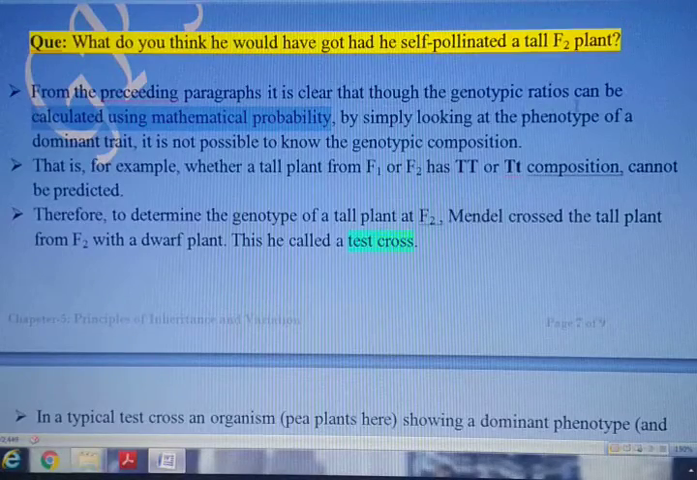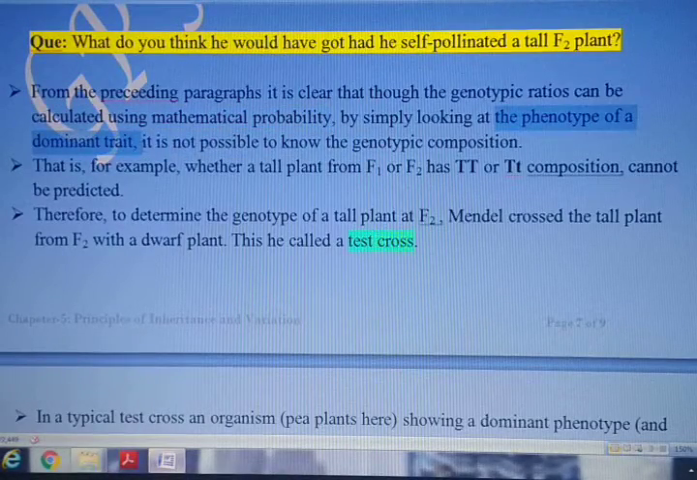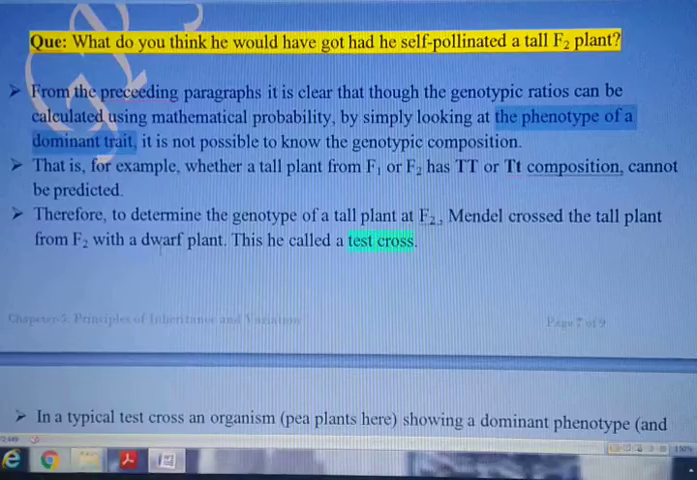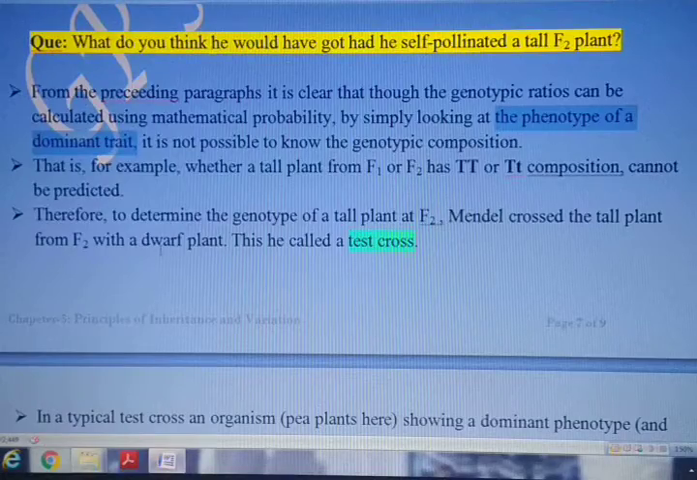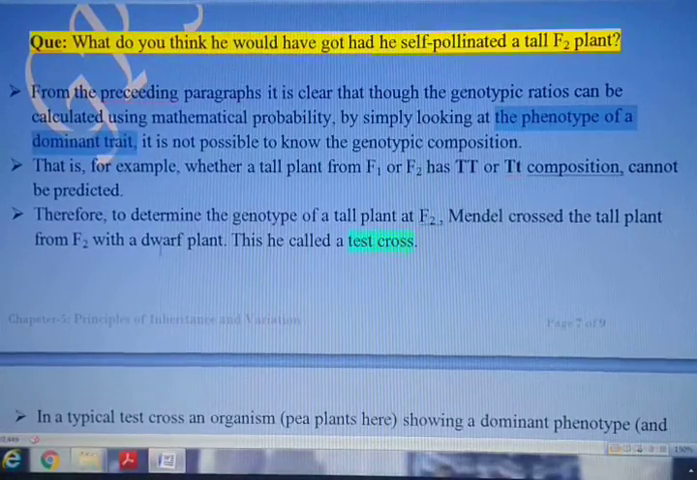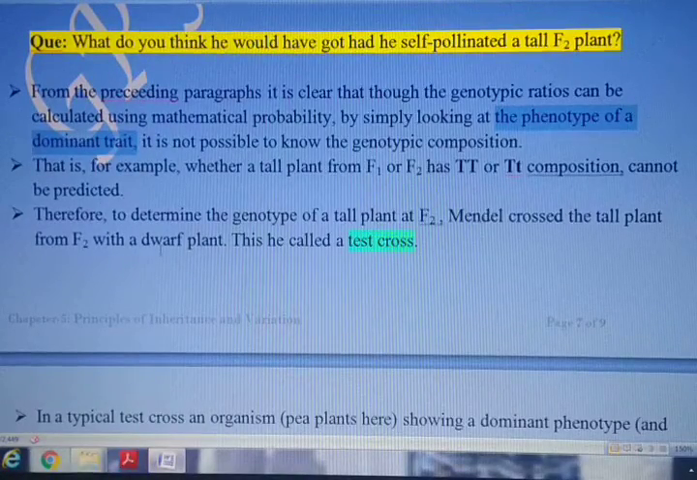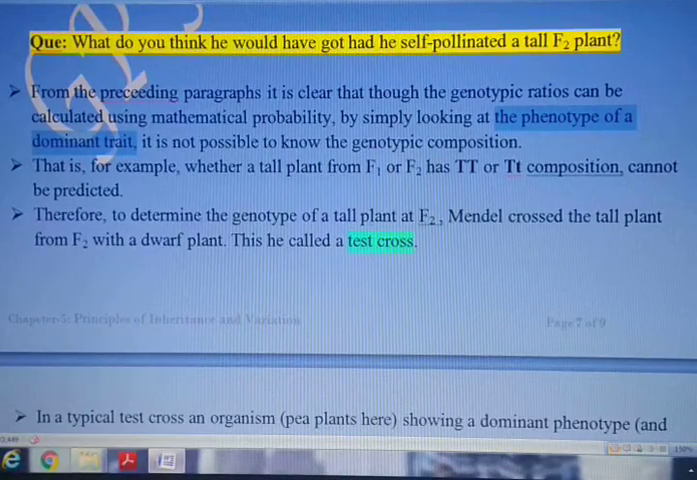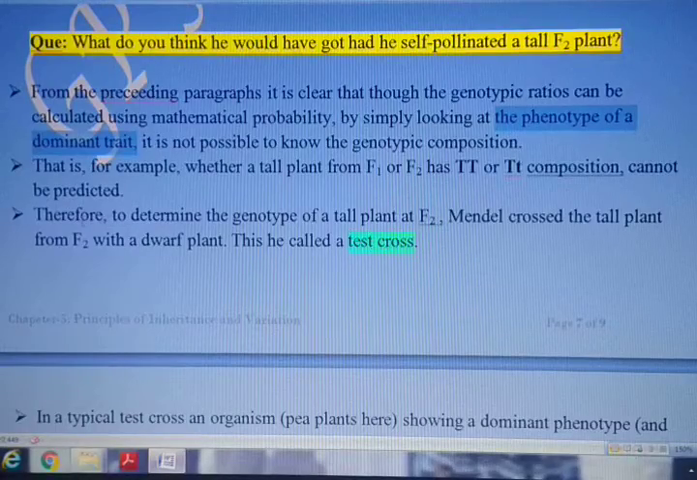By looking at the phenotype of the dominant trait. What do we have to look at in the dominant trait? The phenotype. And it is not possible to know the genotype composition. Only by seeing externally can we know the phenotype ratio, but about the genotype ratio, we cannot say anything. We cannot predict that. So how to determine that, or how to come to know about that?